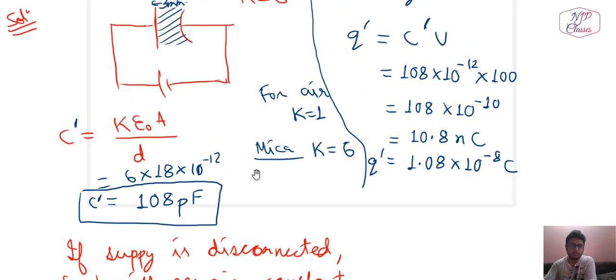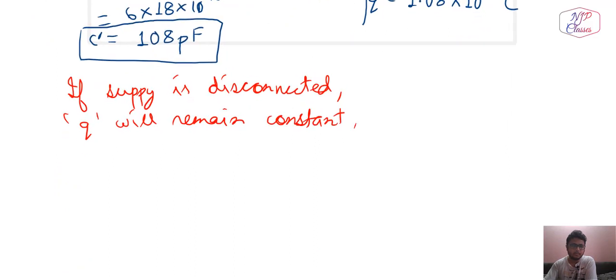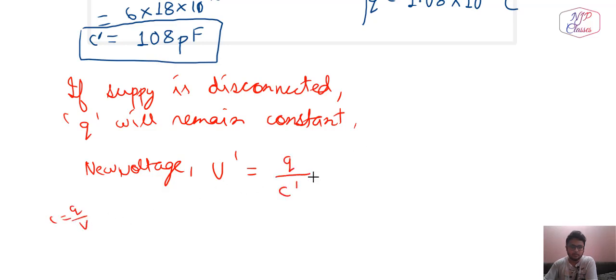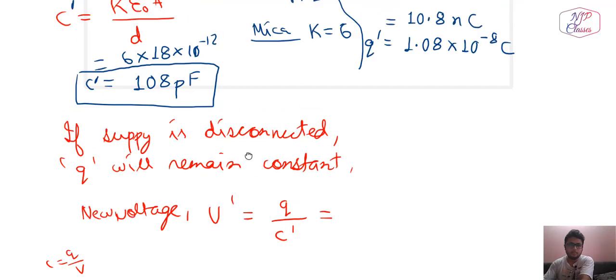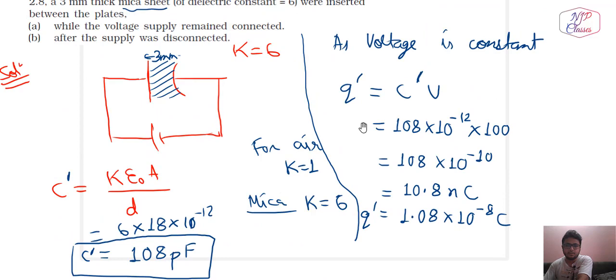kiman hobo, new voltage, so new voltage would be V dash is equal to, ami janu C is equal to Q by V, so V equal to Q by C dash. A Q to kun to Q hobo, Q to E to Q hobo janu, not this Q.